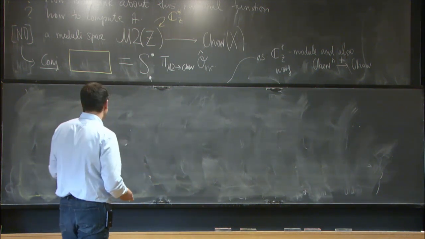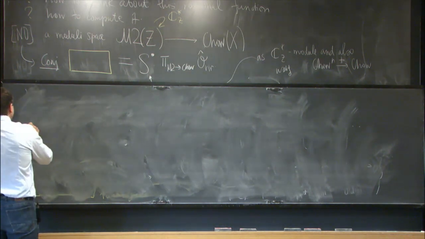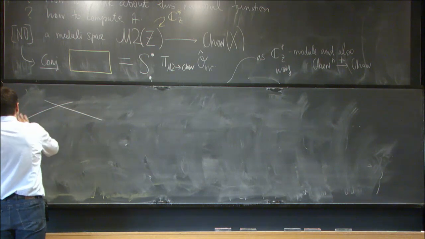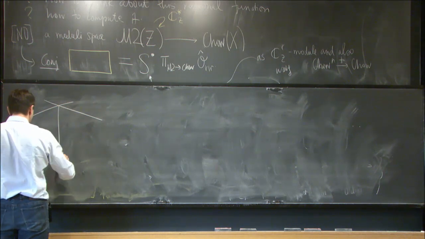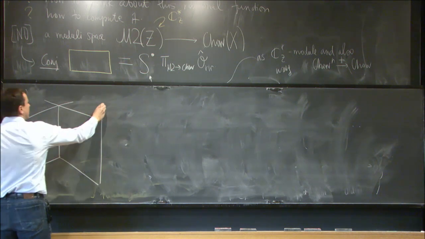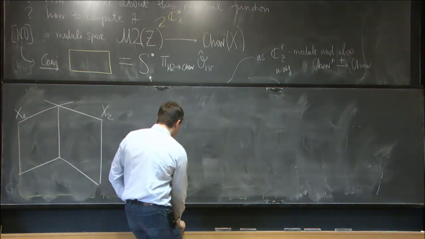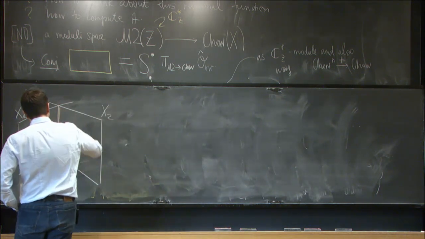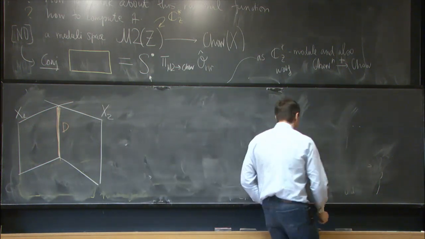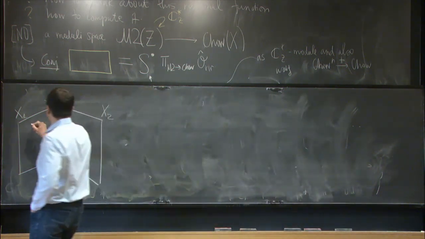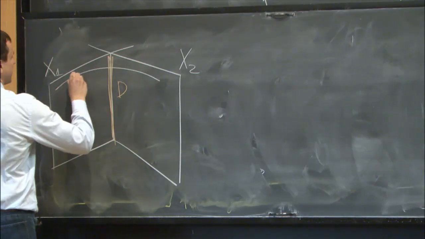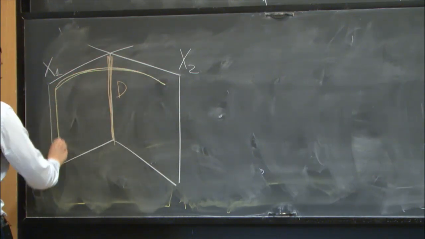The analog of this in algebraic geometry is that you can consider a situation when your threefold degenerates to a union of two along a smooth divisor. So maybe you have a union X1, X2, union along a smooth divisor D. Your original threefold X, in fact, degenerates to something like this.